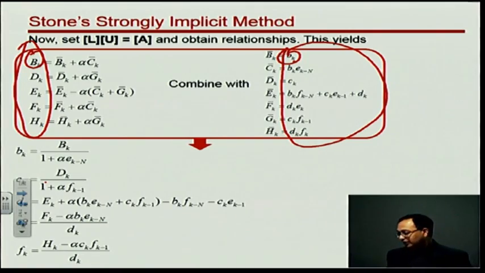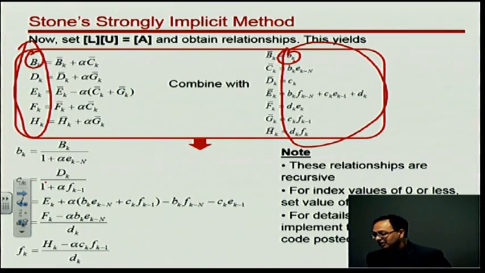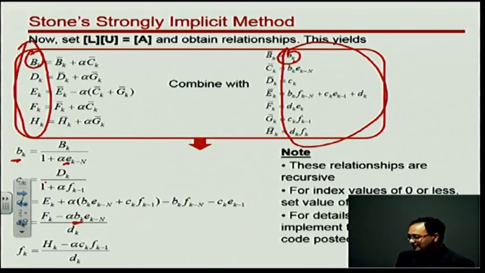One thing to note here is that these relationships are recursive. For example, to calculate B, you need E. If you look at the expression for E, to calculate E, you need B. So where is the chicken and where is the egg? It requires a little bit of thinking on how to proceed with this solution. That is why for this particular method, I'm going to give you a small code where this is all done, and you can just use that and see what is actually done.